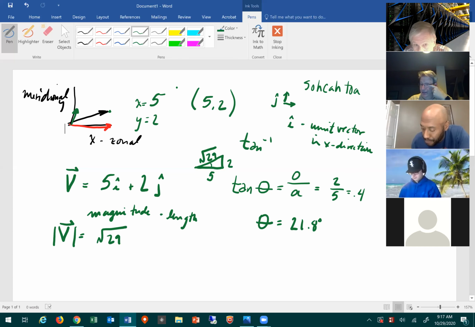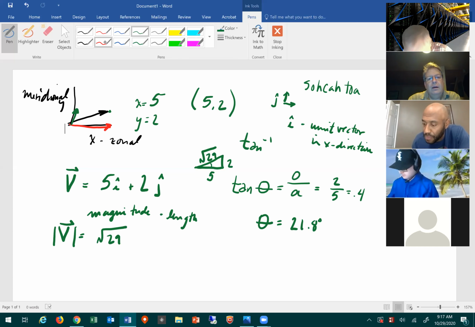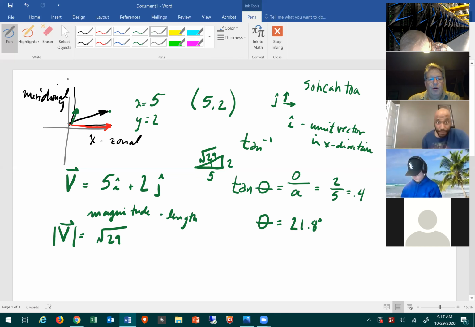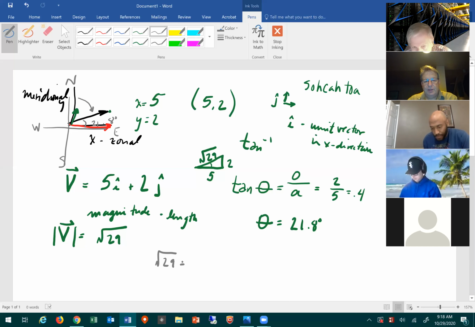Okay, now we're going to deal with the meteorology of this stuff. The meteorology of this stuff says that we have north, west, south, and east. So we know that this angle here is 21.8. What do we need to measure wind direction from? Do you agree that wind direction is always measured from the north? So you could say that the speed of the winds is the square root of 29. Somebody tell me what the square root of 29 is, would you?